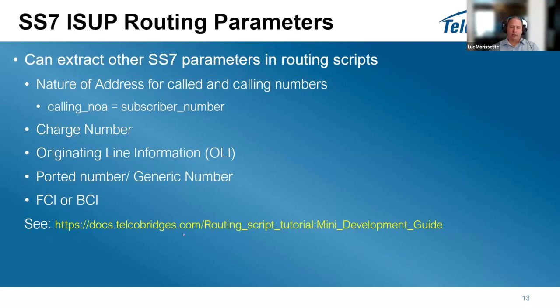And here you get all kinds of details in the routing script tutorial, so you can see every parameter that can be extracted from the system. There's one thing I forgot to mention: when you do the SIP to SS7 ISUP conversion, you can also do SS7 ISUP to SIP-I or SIP-T, and then you can put all the ISUP information in the SIP message, so you can also extract this information from the other network if it supports SIP-I or SIP-T.